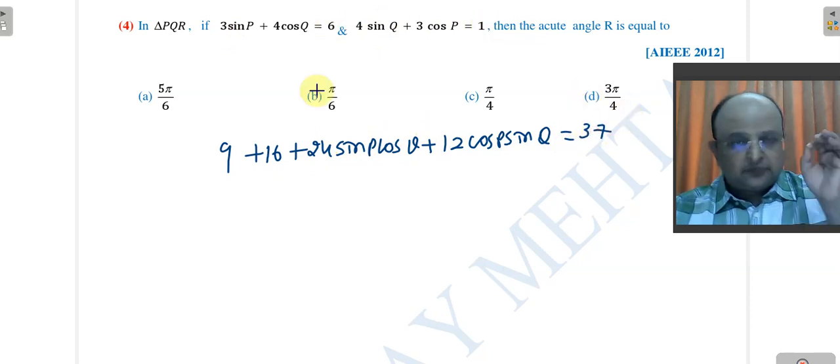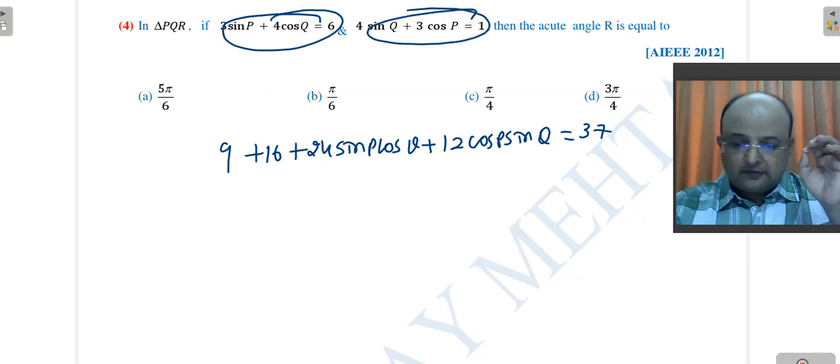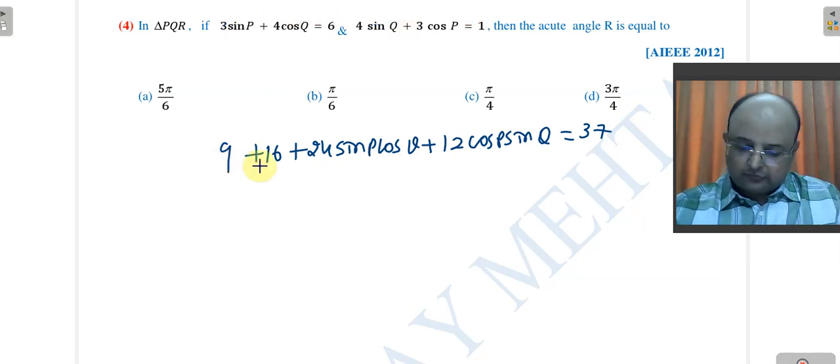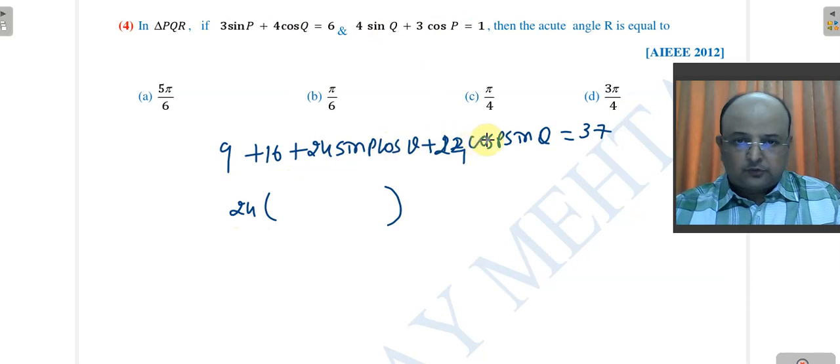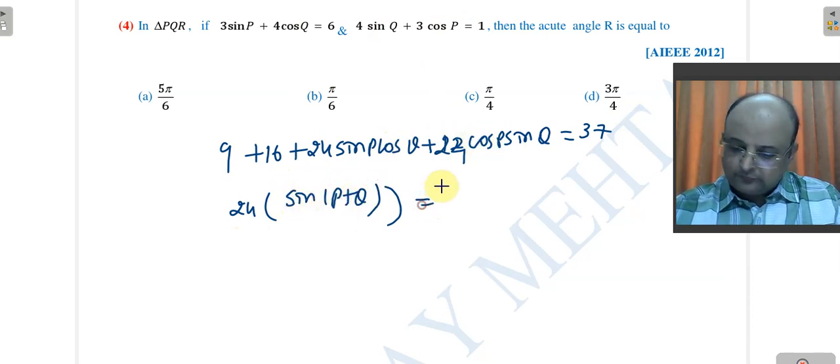Got it now? We square both sides and we add the equations. So 24 sin P cos Q plus cos P sin Q is sin of P plus Q, which is equal to 37 minus 25. What will that be? 37 minus 25, that is 12.